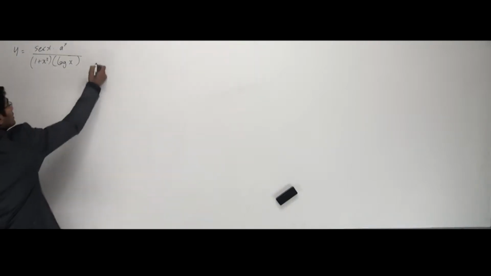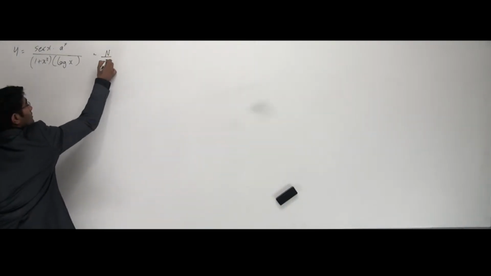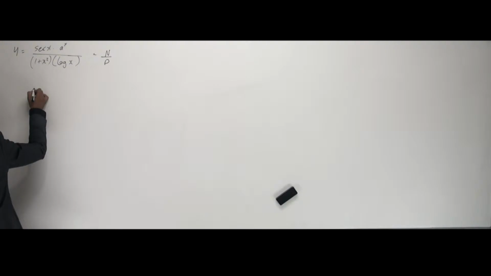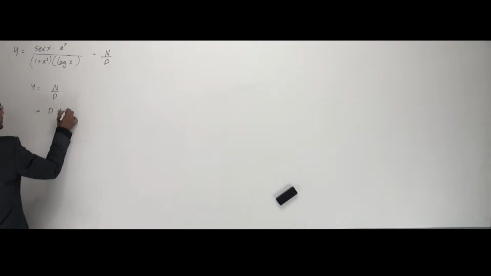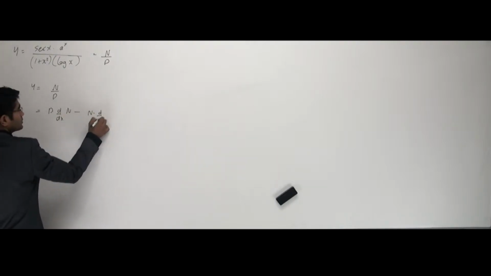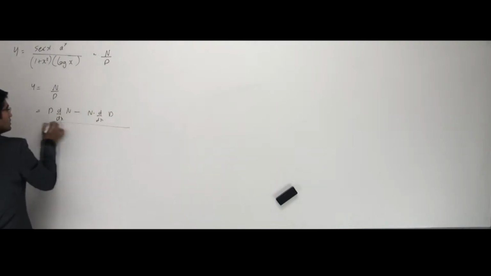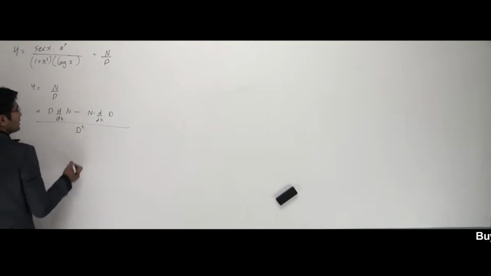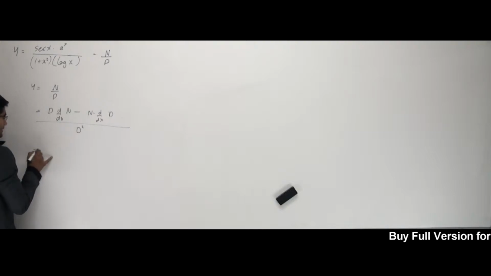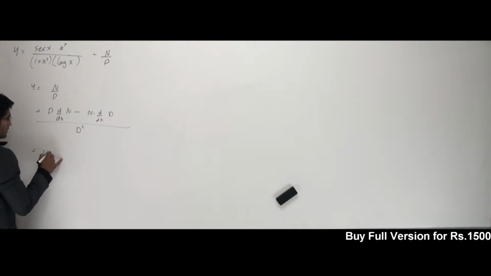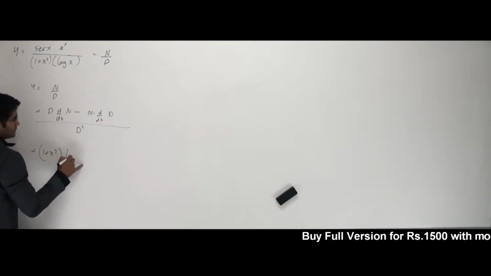So how do I start? I can take this expression's numerator and denominator and see what happens here. How do you differentiate y is equal to numerator by denominator? It goes like denominator times d by dx of numerator minus numerator times d by dx of denominator, the whole divided by denominator squared. Cool. Very simple. Now what's the denominator? That is 1 plus x squared into log x.